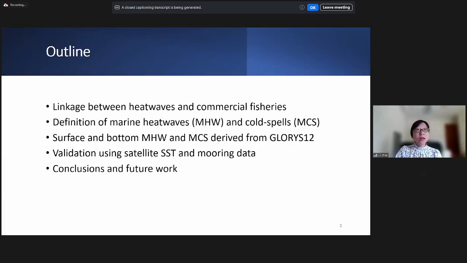First, I'd like to give you some examples of why we care about heat waves or extreme temperature events. Then I will provide some definitions of marine heat waves and cold spells. Then I will present some results derived from GLORYS reanalysis and model validation using satellite temperature and mooring observations. In the end, I will give some conclusions and discuss plans for future work.